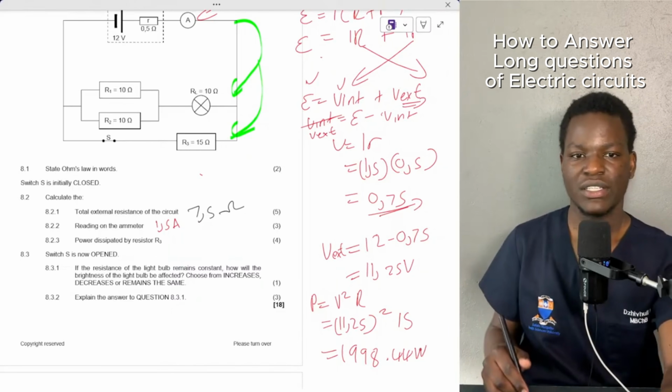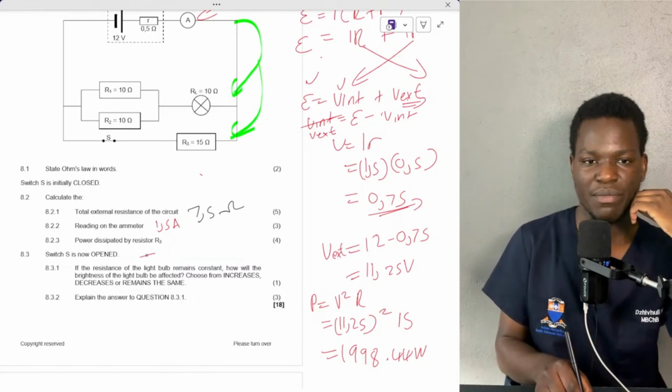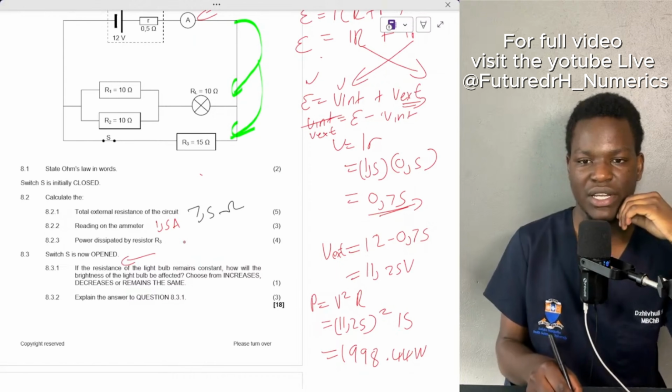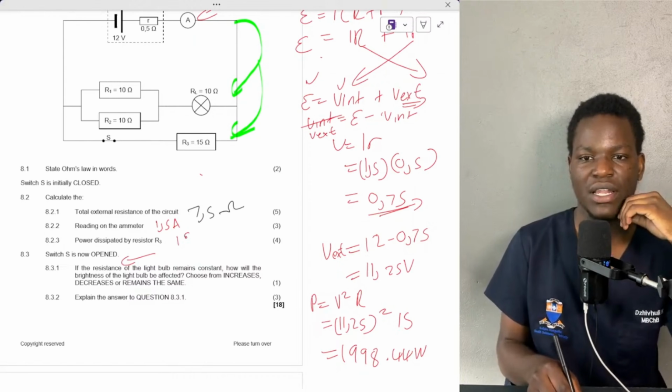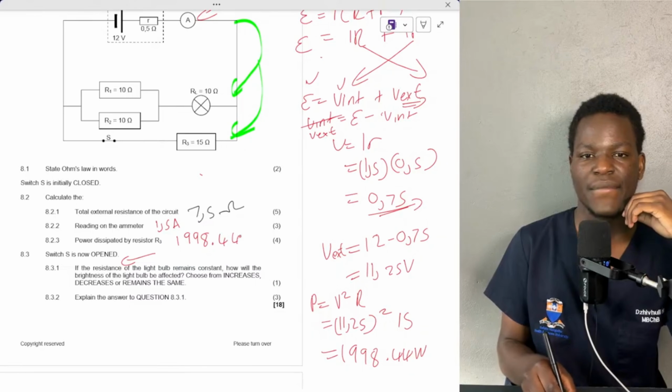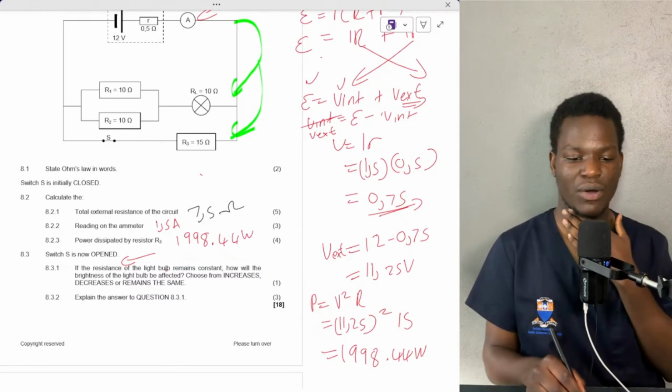It continues to say the question that we came here for, and then let me just write this answer here, saying 19.8844 watts. So now let's continue.